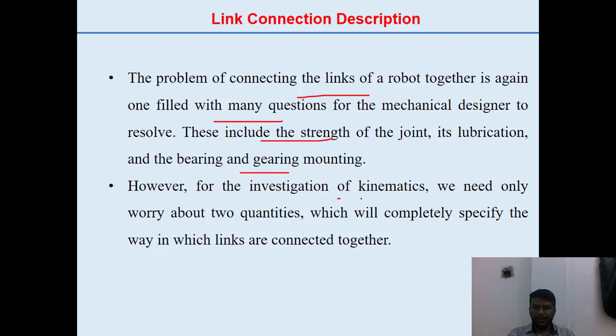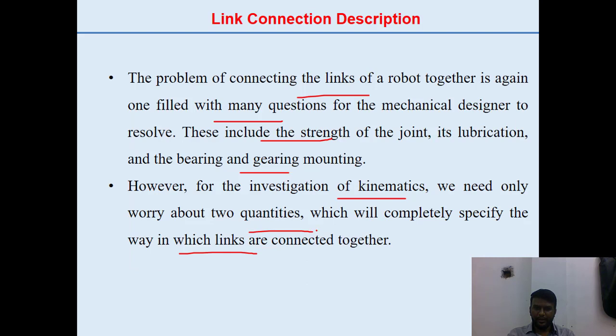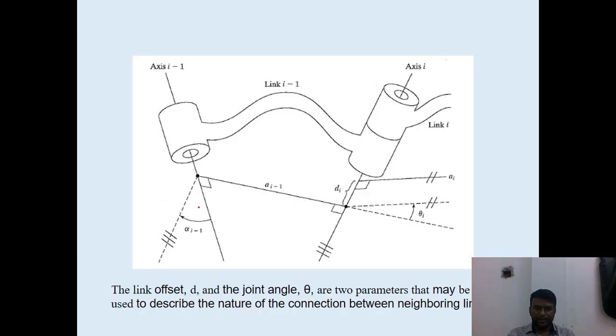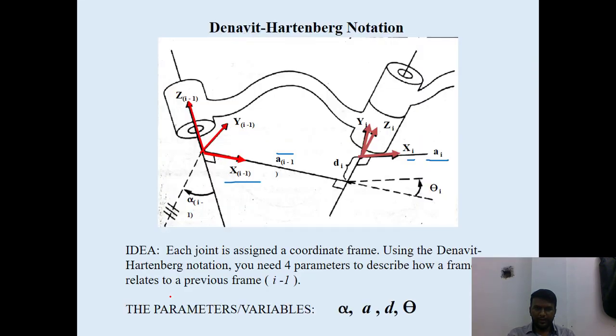For investigation of kinematics, we need two quantities that we already discussed, that will define the connection entirely. These two things are the link offset and the joint angle. So here, the Denavit-Hartenberg notation.